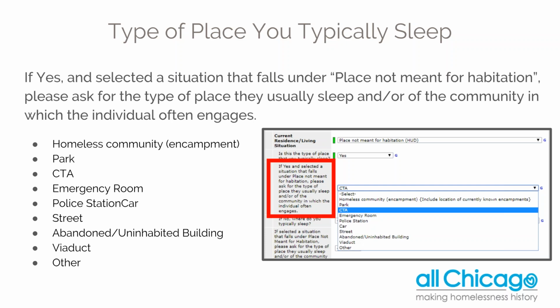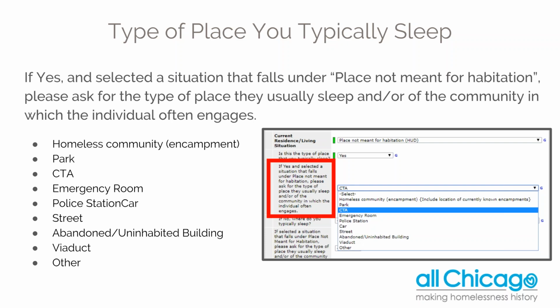So here we have a client who, so here when a client is indicating that they are staying in a place not meant for human habitation and that they typically stay there, then we want to know, all right, where are you staying? So are you staying at an encampment? Are you staying in a park, the CTA, an emergency room, a police station, the car, a street, an abandoned, uninhabited building, a viaduct, or other?